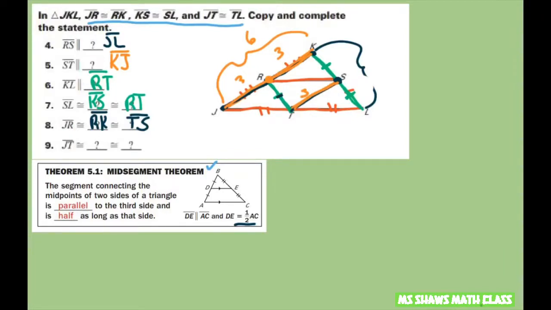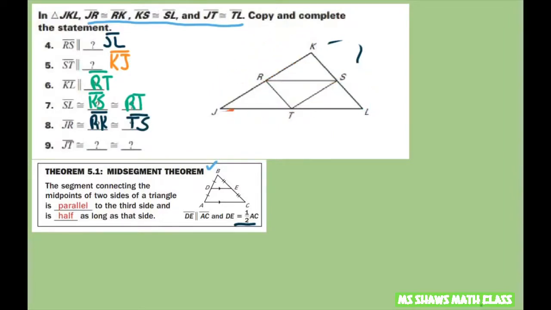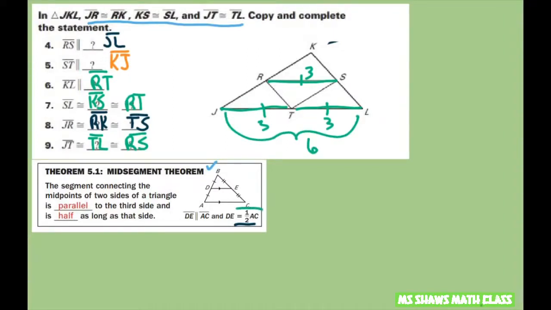And then we can do the same with the others. JT, and maybe I should just erase all this now. JT is congruent to TL, which is also going to be congruent to RS. And again, that's because if this is 3 and this is 3 and this is 3, this whole thing is 6. So that follows our midpoint or midsegment theorem.